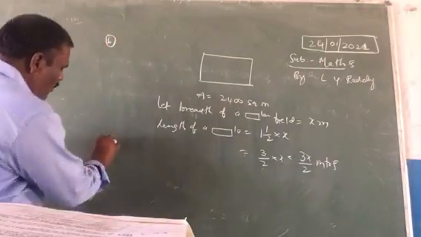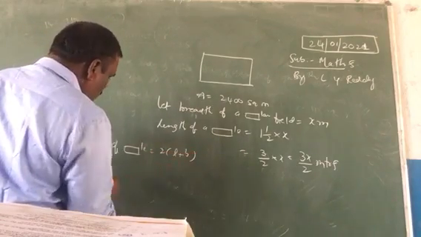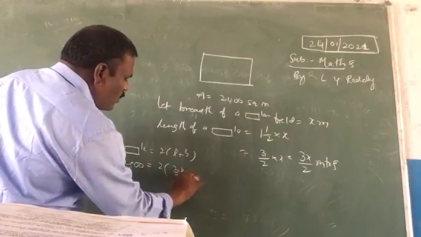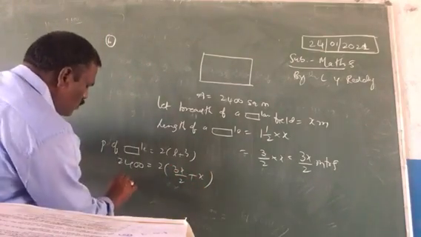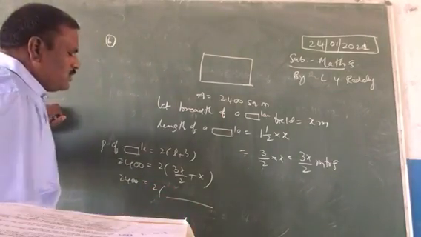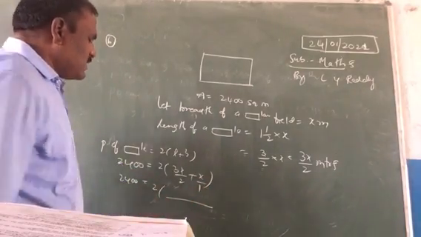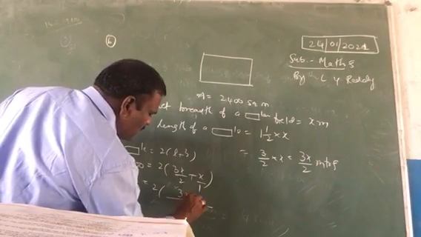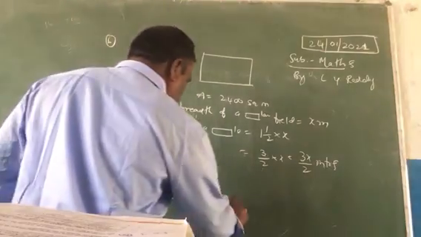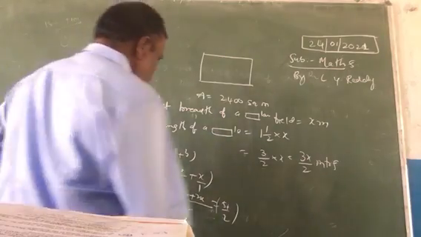Now perimeter P of the rectangle equal to 2 into (L plus B), children. So 2400 equal to 2 into (3x by 2 plus x). 2400 equal to 2 into 5x by 2. Taking 2 as the LCM, 3x plus 2x by 2 equal to 5x by 2.